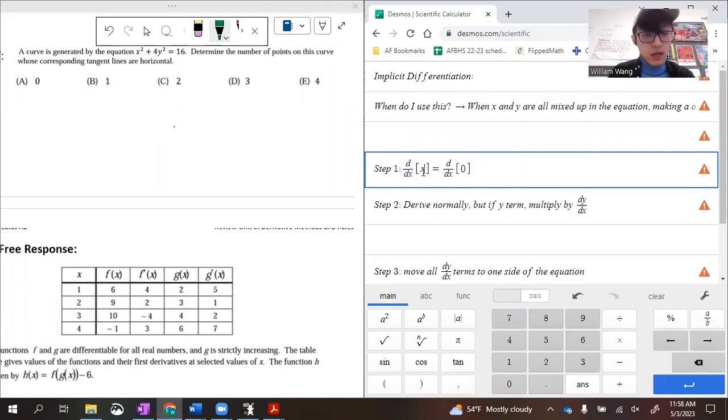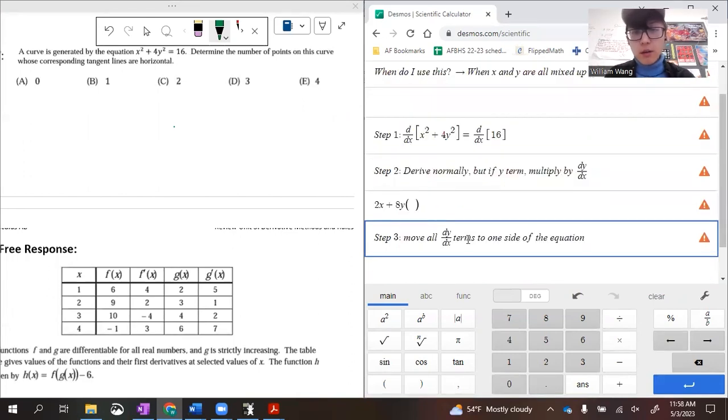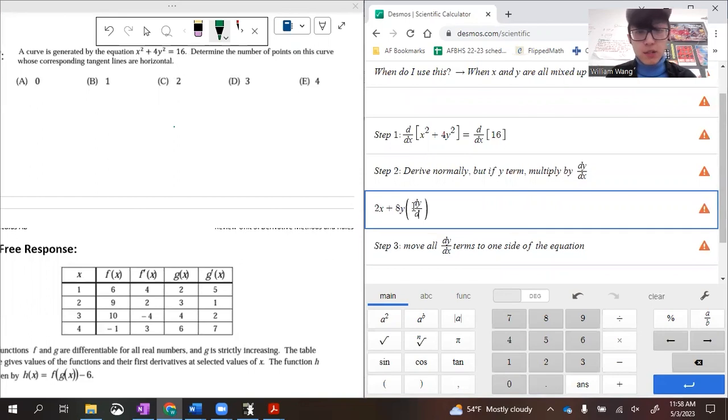All right, x squared plus 4y squared is equal to d over dx of 16. That's my step 1, right? I just take d over dx of both sides. Derive normally, but if a y term, multiply by dy over dx. So when I derive normally, I get derivative of x squared is 2x plus derivative of 4y squared is 8y, and I multiply by, remember, it's a y term, so I multiply by dy over dx, equals the derivative of the other side, derivative of 16 is just 0.